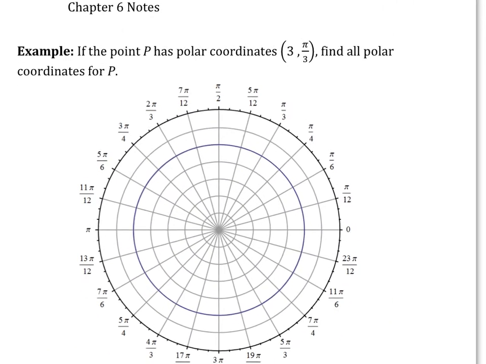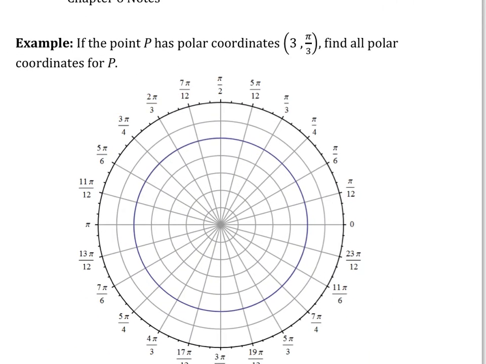So let's go ahead and have you graph (3, pi over 3) and label that as P. And we're going to find all the possible ways to write this polar coordinate. So first, label (3, pi over 3) as P, and then we're going to write it as all possible polar coordinates.